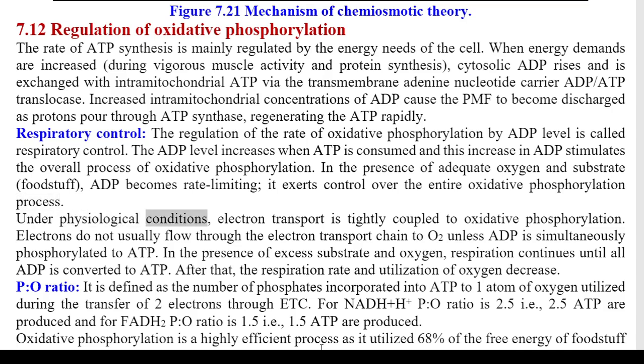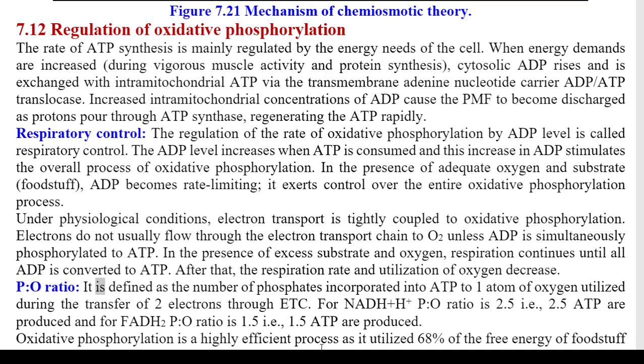Under physiological conditions, electron transport is tightly coupled to oxidative phosphorylation. Electrons do not usually flow through the electron transport chain to O2 unless ADP is simultaneously phosphorylated to ATP. In the presence of excess substrate and oxygen, respiration continues until all ADP is converted to ATP. After that, the respiration rate and utilization of oxygen decrease.